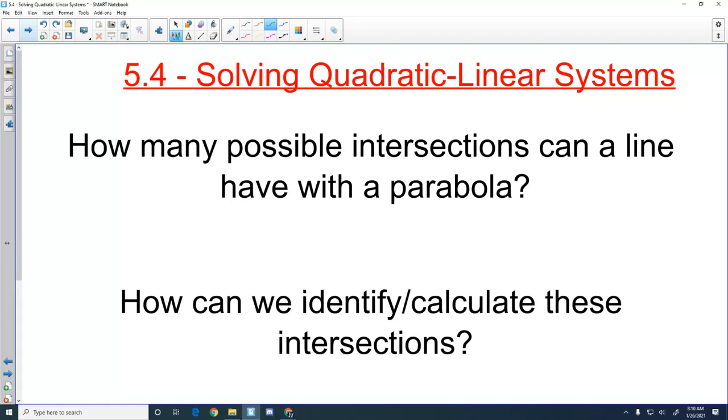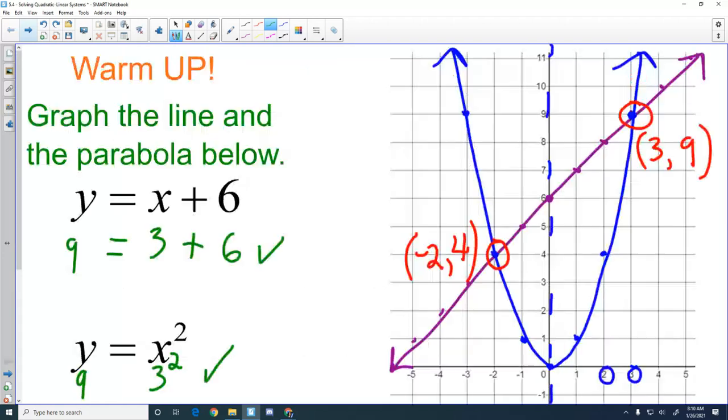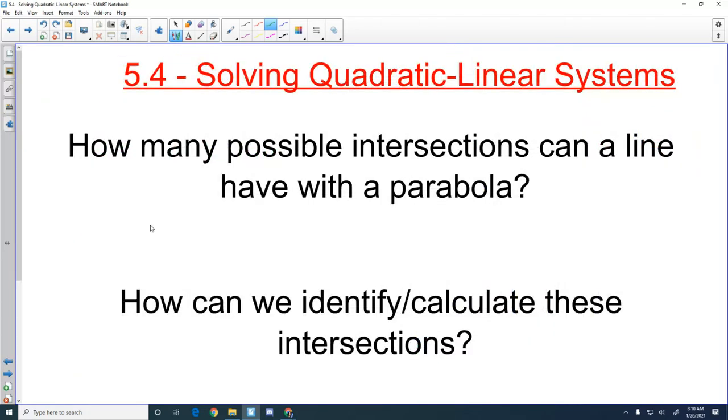2. I see a couple 2s. Yeah, I mean, look at the warm-up. Didn't we have 2 solutions here? Right? 1, 2. So we had 2 solutions for this. But do you think we're always going to have only 2 solutions? The mystery unfolds. And speaking of these multiple solutions, how can we identify those intersections? Well, that's what today's lesson is going to be all about.